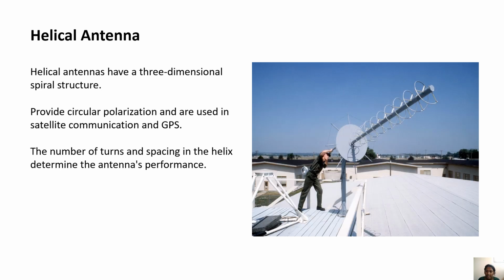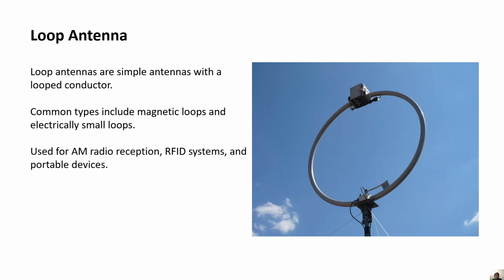And the next is the helical antenna. Helical antennas have a three-dimensional spiral structure. It is one of the big antennas and it can provide circular polarization and is used in satellite communications and GPS. The number of turns and spacing in the helix determine the antenna's performance.